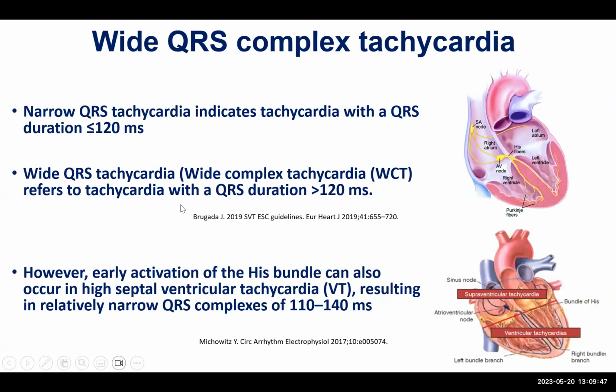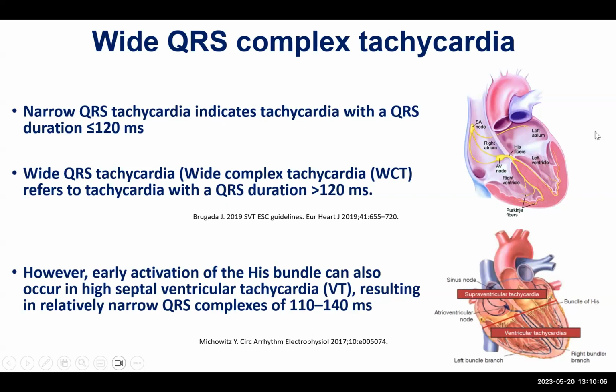is different from supraventricular. We know in the supraventricular tachycardia, the electrical activation of the heart starts at the level of the bundle of His or above it. So the spread of the activity is through the normal conduction system. So we have narrow QRS complex, i.e. QRS complex less than 120 milliseconds.